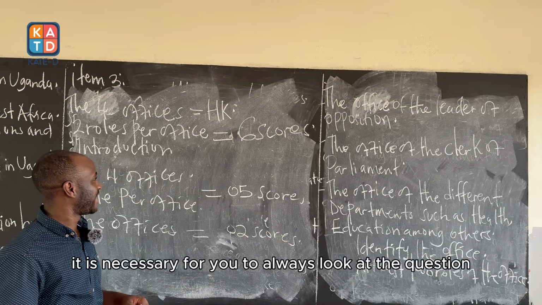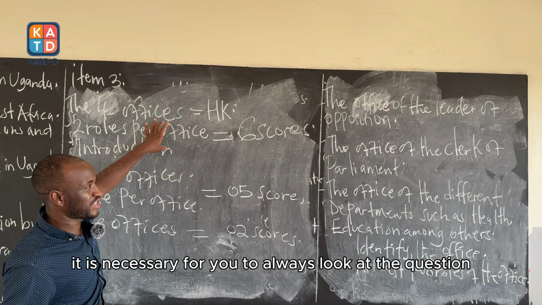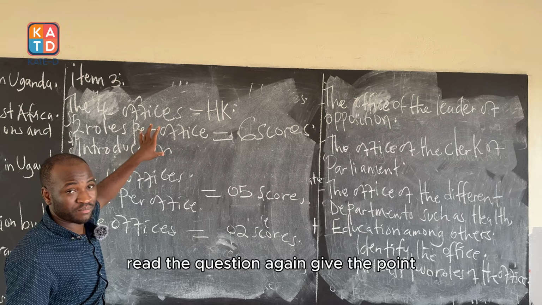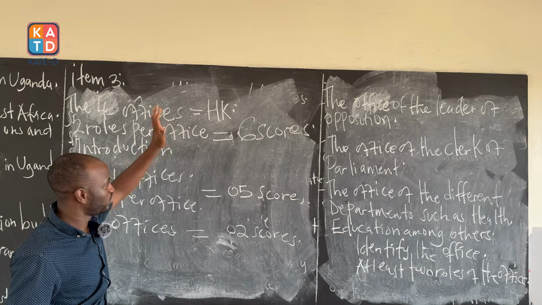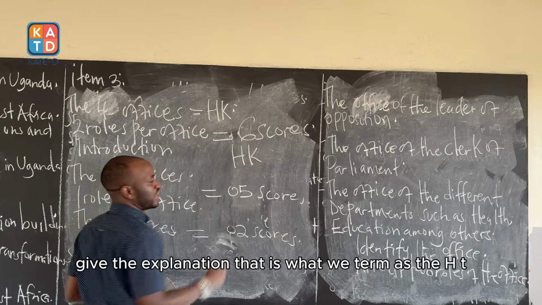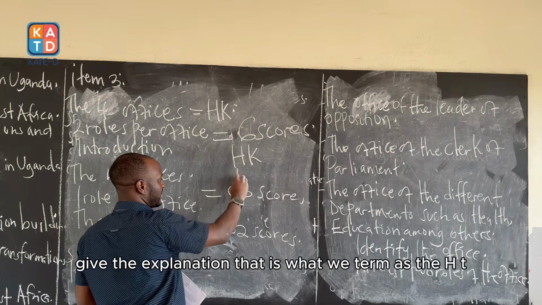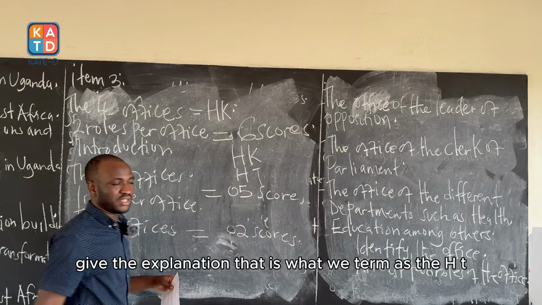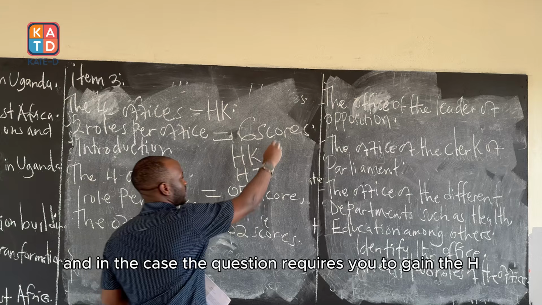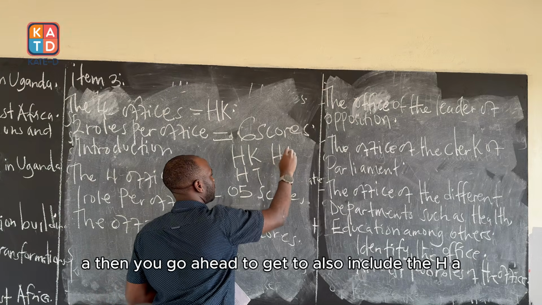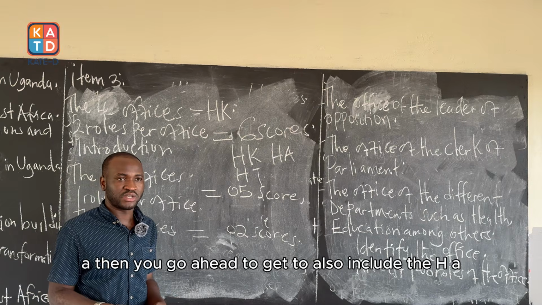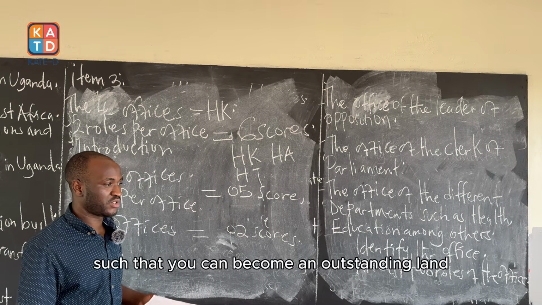So it is necessary for you to always look at the question, read the question again, give the point, that is what we term as the HK, give the explanation, that is what we term as the HT, and in case the question requires you to give the HA, then you go ahead to also include the HA such that you can become an outstanding learner.